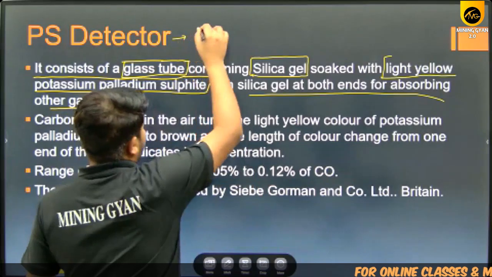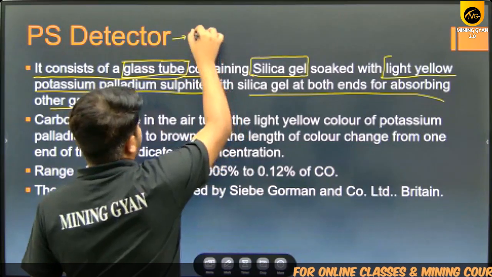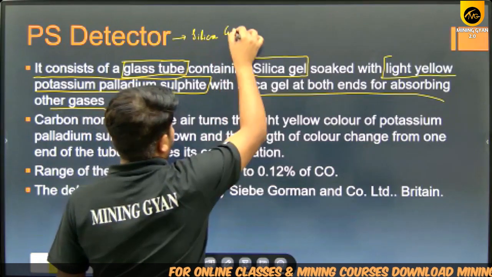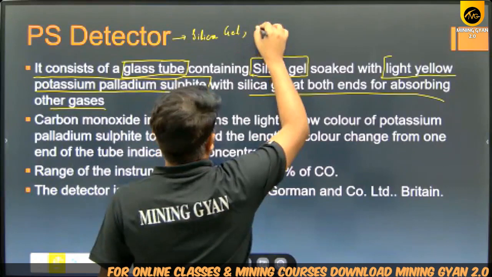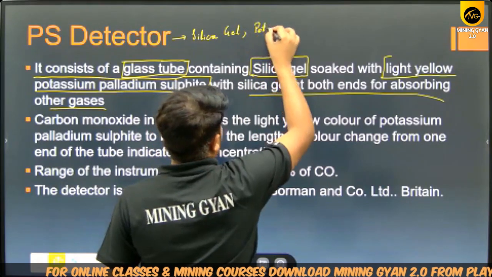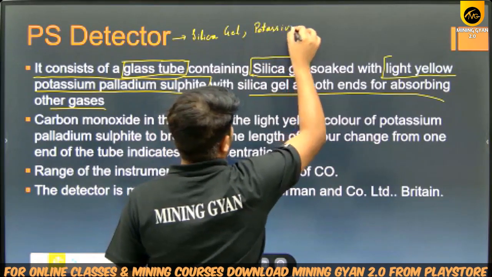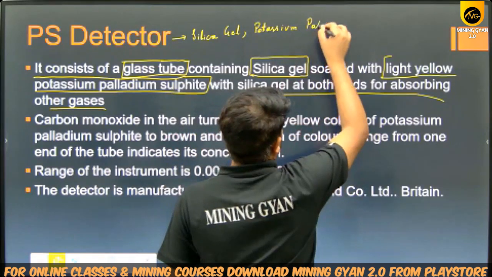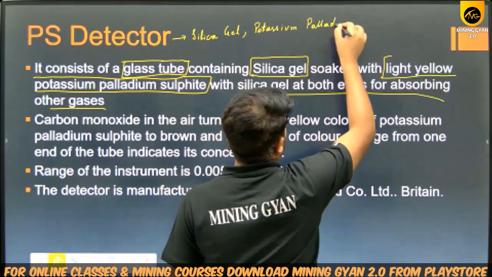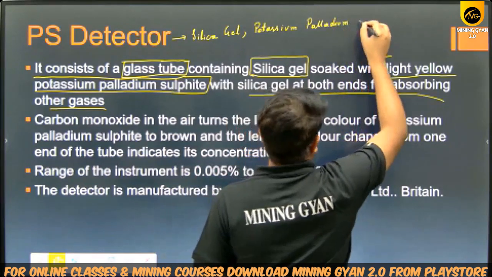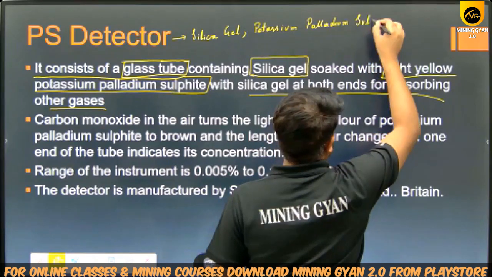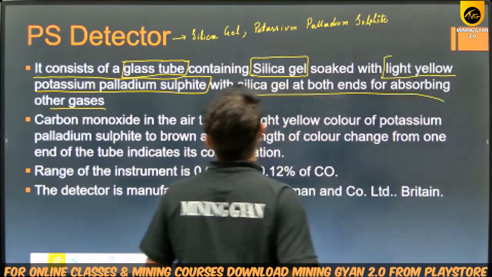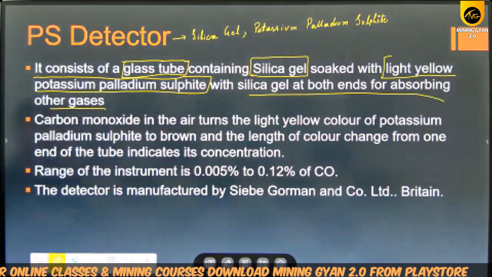Write down over there. That is what is present in this: silica gel, and potassium palladium sulfide. Okay, potassium palladium sulfide.